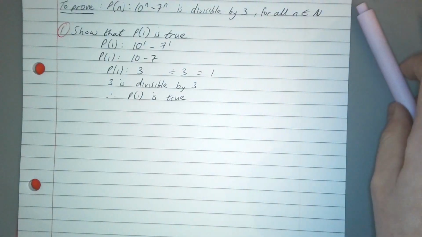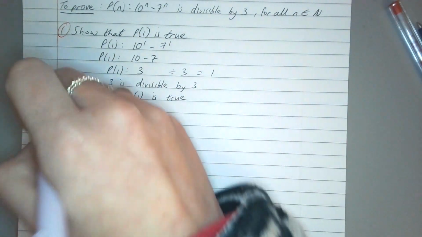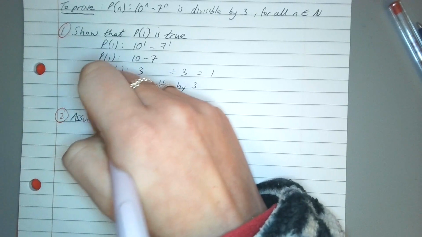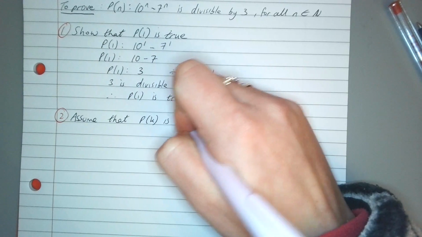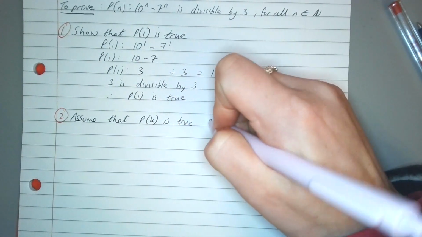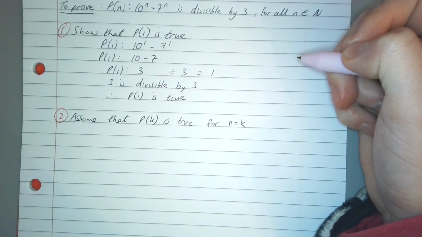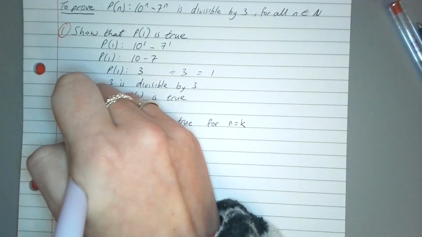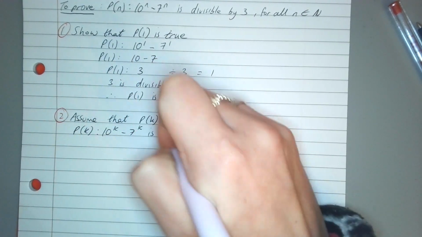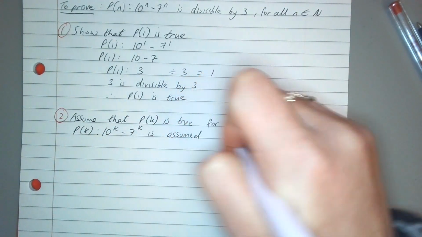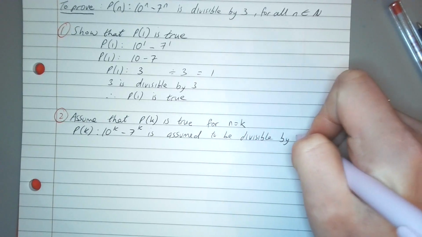We go to our second part then, or assume that proposition k is true for n equals k. And for everywhere we see n, we're going to fill in k. Proposition k, 10 to the power of k minus 7 to the power of k, is assumed to be divisible by 3.